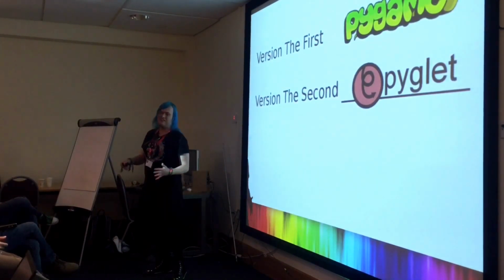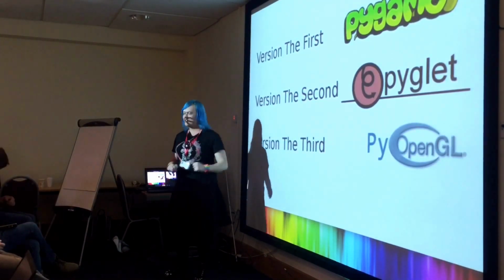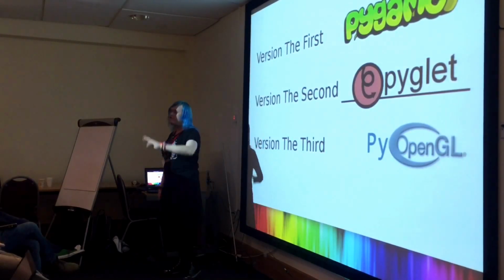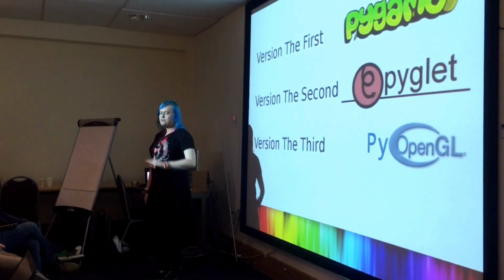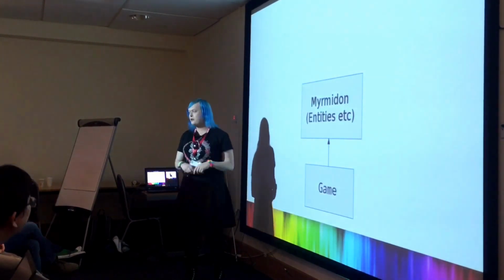But then I decided I really wanted to use full OpenGL, so I wrote a third engine, and I just used straight up OpenGL and forgot about Pyglet and all this stuff. So now I have 3 engines that I wrote from scratch, all using the same paradigm. So then I started working on Myrmidon instead.